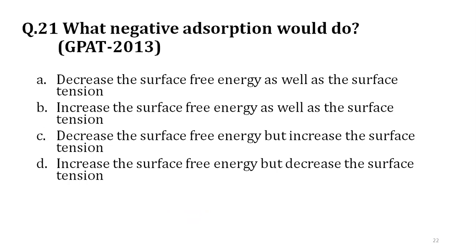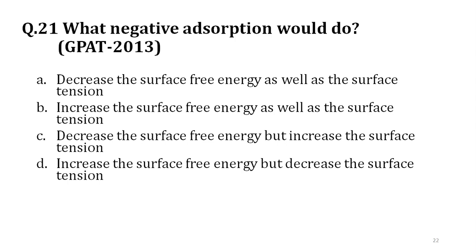Next, question 21: what would a negative adsorption do? As you know, adsorption at the liquid interface can be classified into two types: positive adsorption and negative adsorption. If the type of adsorption is negative, then what will happen? This question was asked in GPAT 2013. First, decrease of the surface free energy as well as the surface tension. Option B, increase of the surface free energy as well as the surface tension. Option C, decrease of the surface free energy but increase in the surface tension. And option D, increase of the surface free energy but decrease in the surface tension.